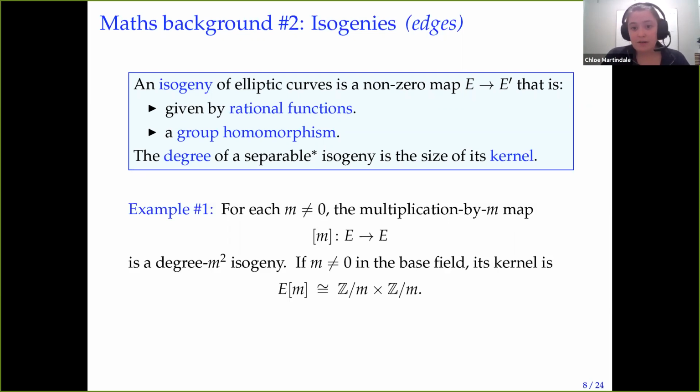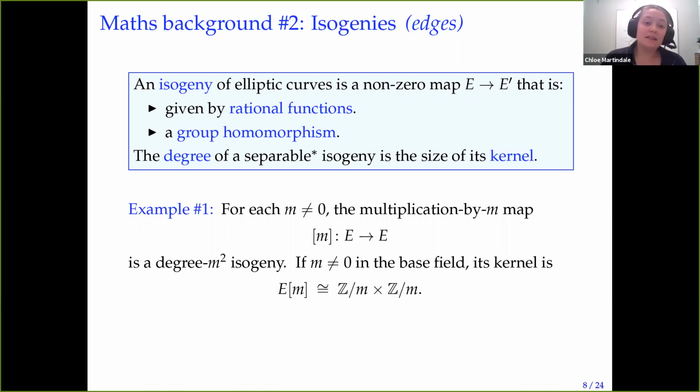For any non-zero integer m, we have the multiplication by m map, which takes a point on your elliptic curve E and adds it to itself using this group law m times. That's the definition of multiplication: adding something to itself that number of times. So that's literally just what you would expect it to be. That's an isogeny. It has degree m squared, and it's a separable isogeny if m is not zero in the field over which this elliptic curve is defined.